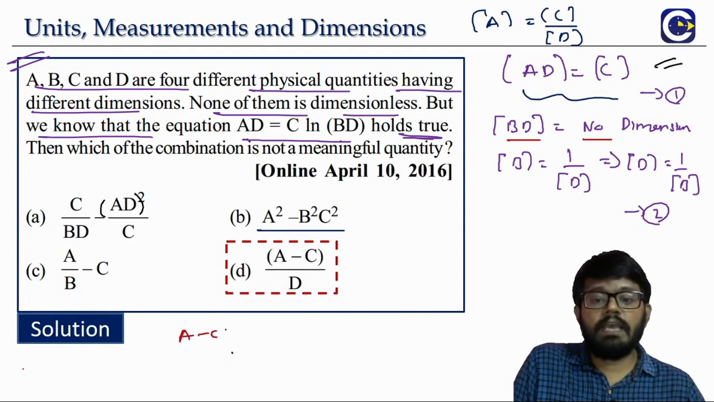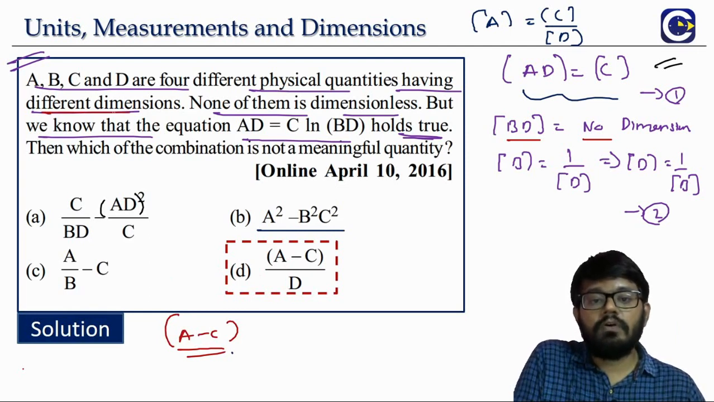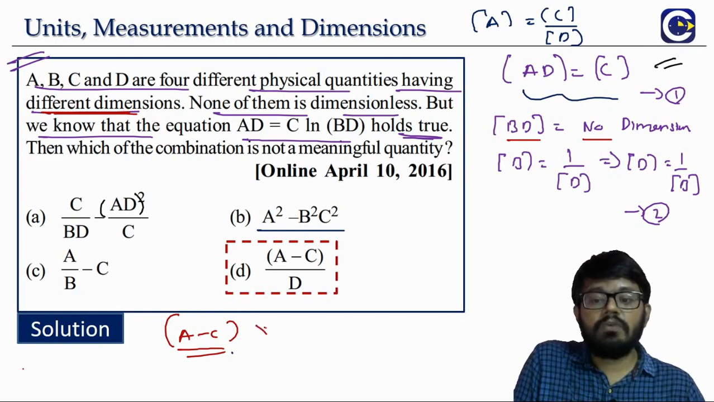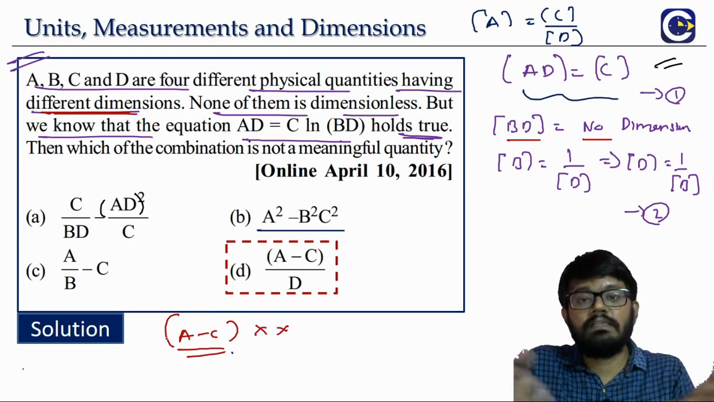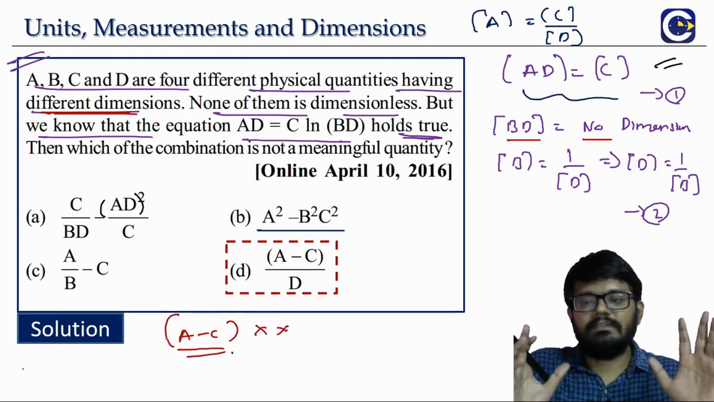Here what they are saying, A minus C. Remember what we said? All the 4 are different physical quantities having different dimensions. Means we cannot do A minus C. Because suppose A is length, C is time. Can we subtract time from length? That's it.